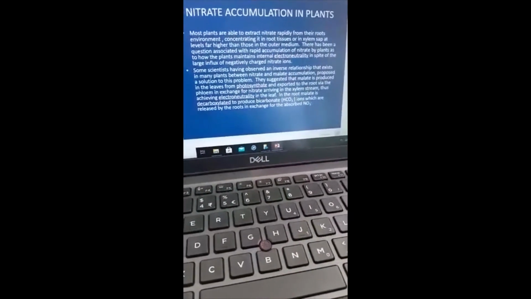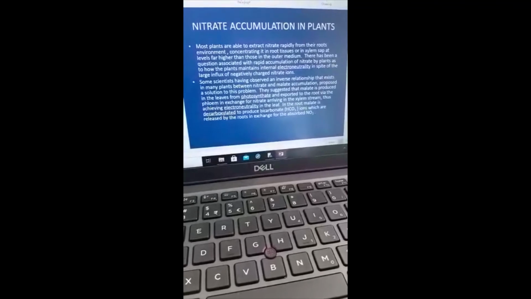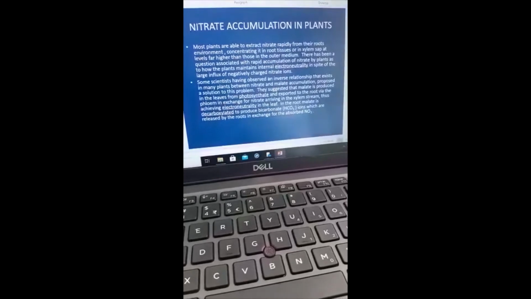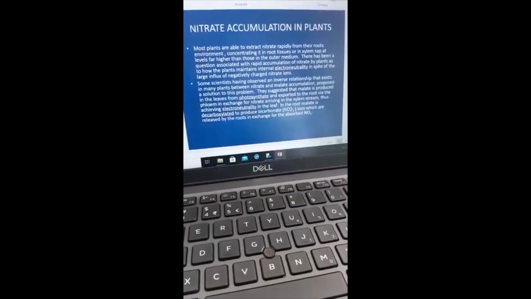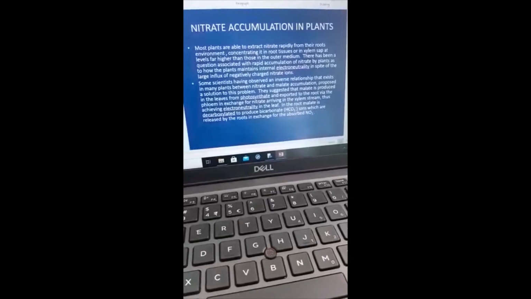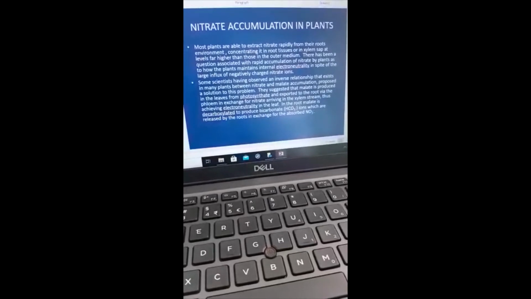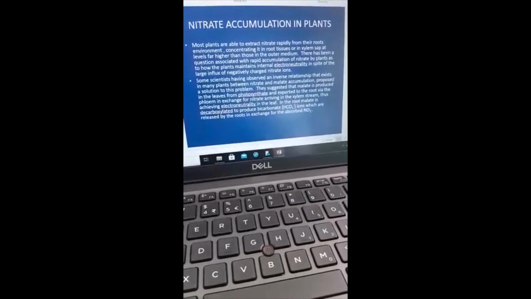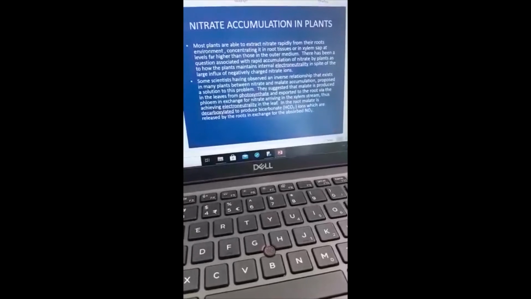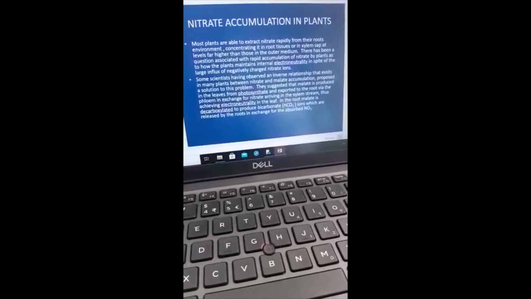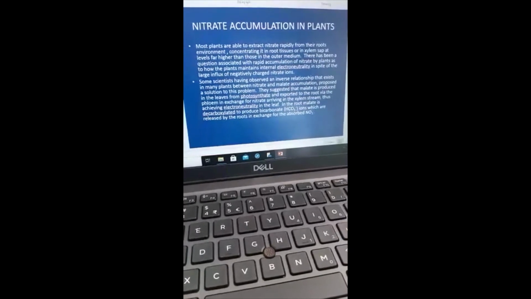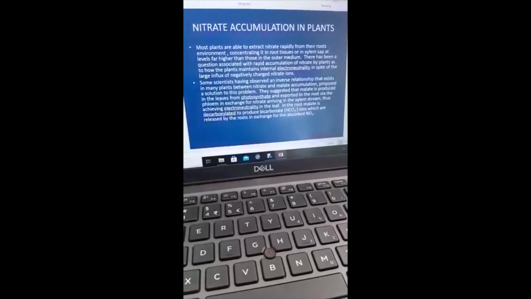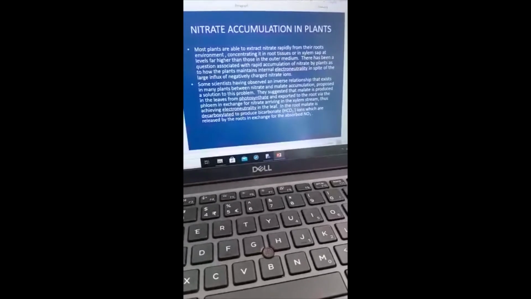Now, remember I said nitrate can be absorbed and be processed within the root, but in other instances, it can be transported from the root to the leaves of the plant after being absorbed by the roots of the plant. Now, because nitrate is not toxic to the plants, they can keep on absorbing nitrate, storing it in their tissues, absorbing, storing for later use.